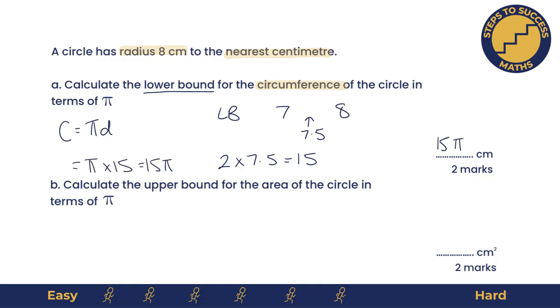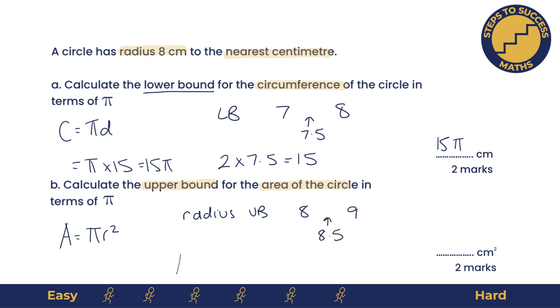Part B. Calculate the upper bound for the area of the circle in terms of pi. So the area of a circle is pi r squared. We want the radius, and we want the biggest the radius could be for the upper bound. So it was 8, round it to the nearest centimetre, and we want the biggest. So between 8 and 9, halfway between 8 and 9 is 8.5.